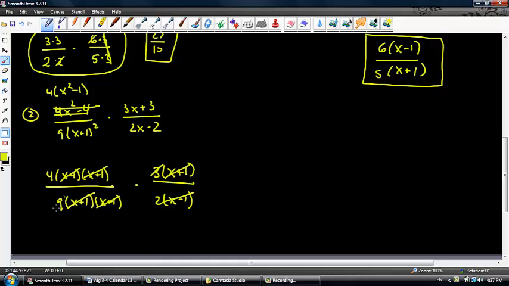3 will cancel with 9, leaving me with 3 on bottom. 4 is going to cancel with 2, leaving me with 2 up top. So when all is said and done, it's 2 over 3. And that is as far as you go with this problem.